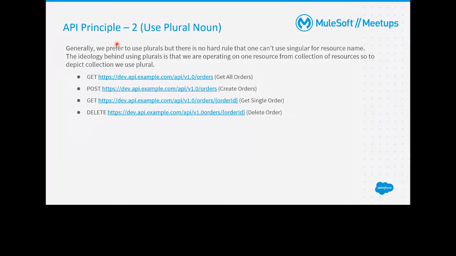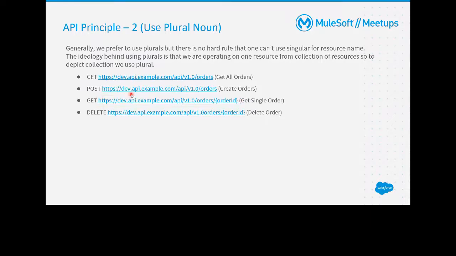Next, you should always use plural nouns. Now it is not a hard and fast rule that you have to follow, but it is usually better because you can always pass the order ID to fetch a particular order. Let's say I'm getting all the orders, so orders being plural. Then I want to get a particular resource or a particular order, so I pass the order ID in the URI param. That returns me a single resource.